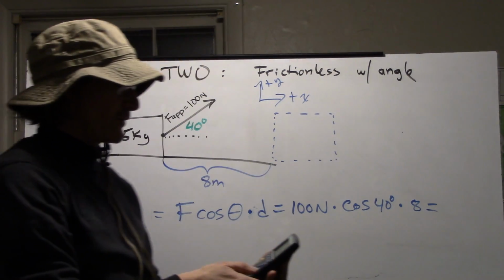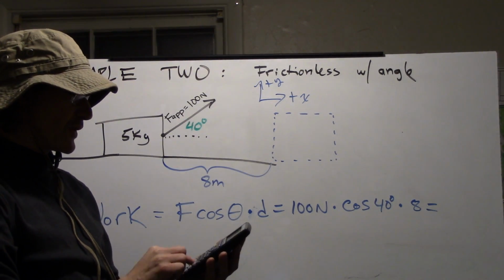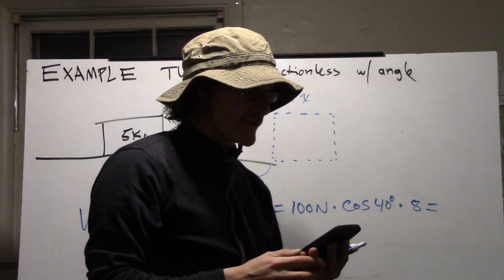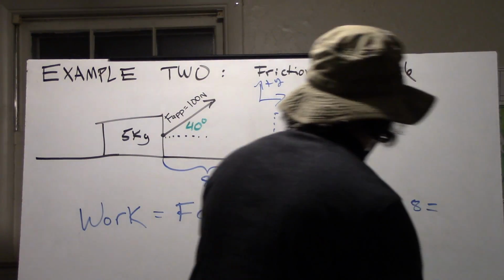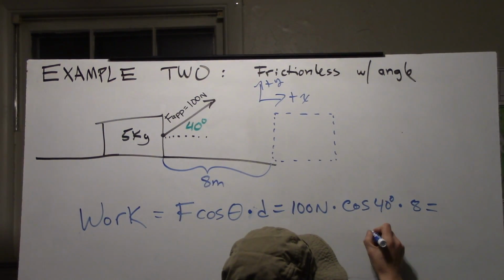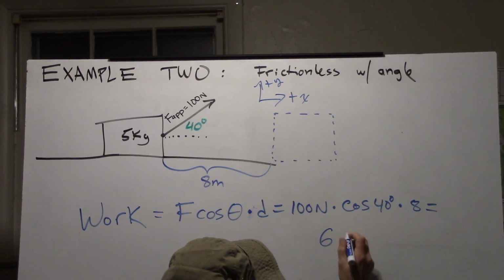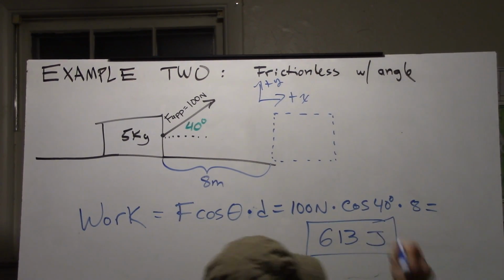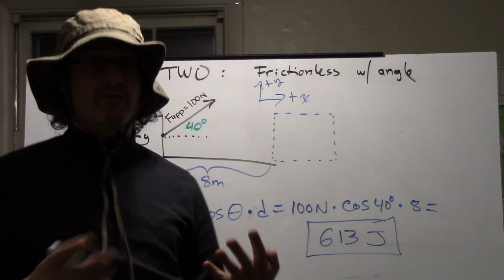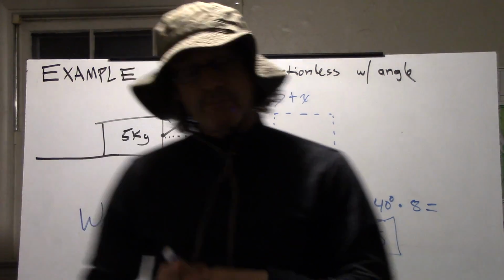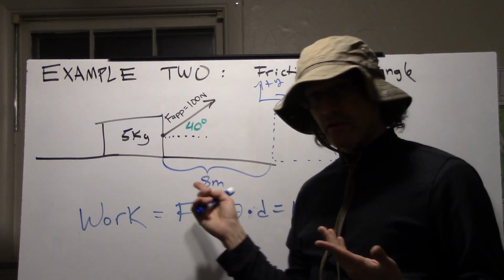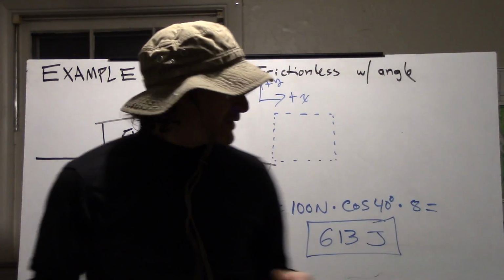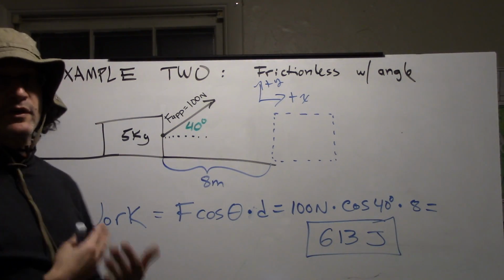All right, I've got 76.6 times 8, or 612. We'll call it 613. Let's round up. All right, so this time the amount of work performed is 613 joules. Okay, notice it was less than the work performed before. Part of the reason, of course, is that now we have this angle, and this value is less than it was before with the 100 newtons. Before it was 800 joules. This time it's 613 joules, so less work is performed.